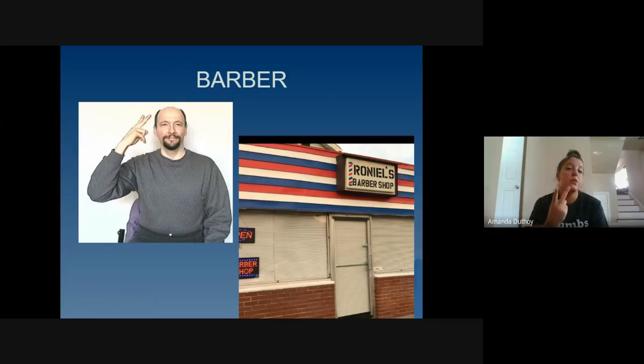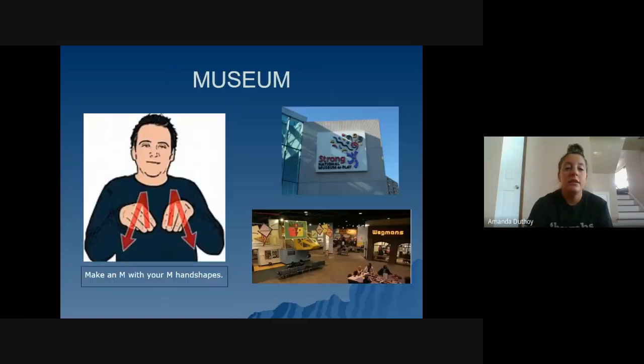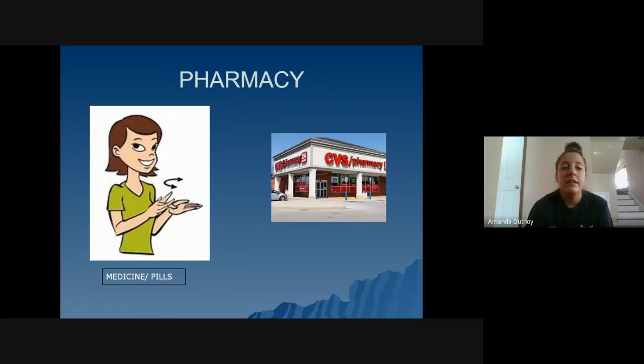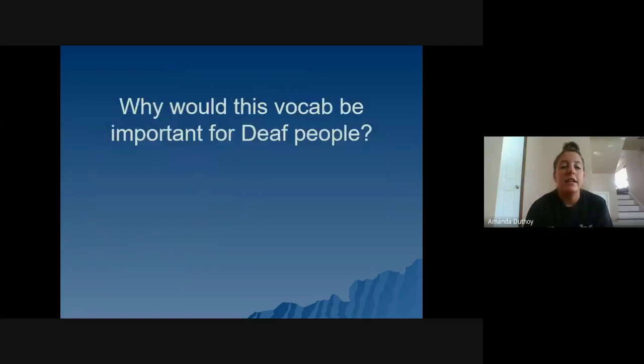Barber with your 2 or your V hand shape, looks like you're cutting your hair. It's going to be one-handed. Museum. We did this last week with your M's. And the last one is pharmacy. This is the sign for medicine. Like you have a little baby medicine in your hand. The pharmacy, usually you can sign medicine store, right? The pharmacy. And that is it.